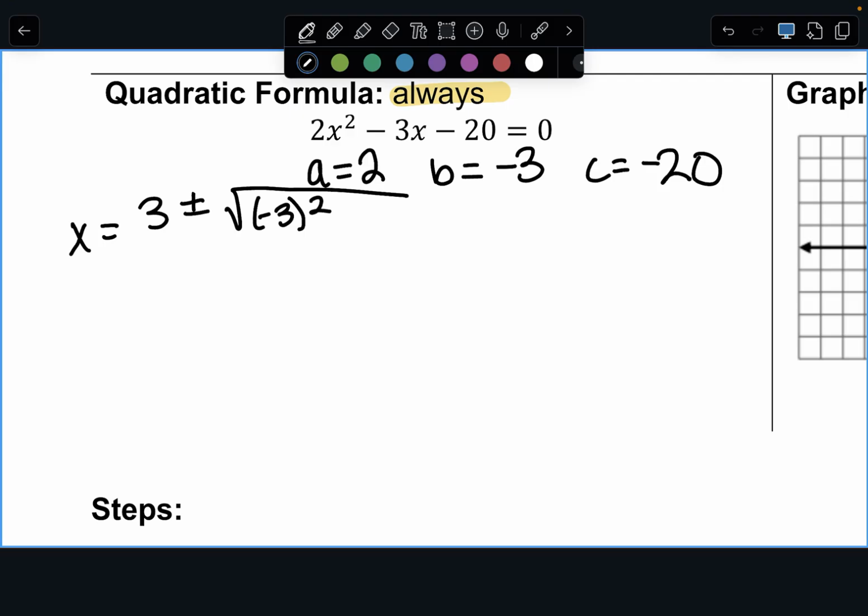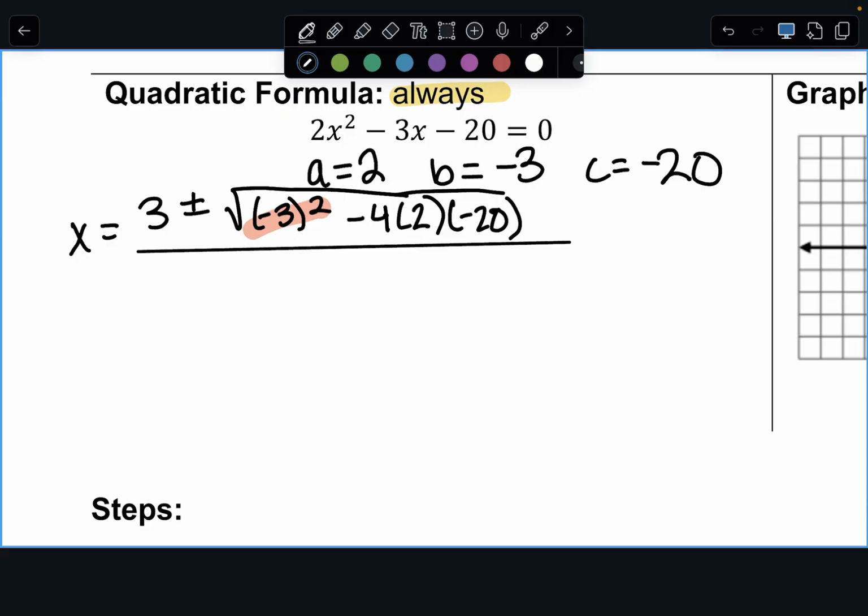Negative 3 squared. This has to go in parentheses. If you try to put that into the calculator without parentheses, your answer is going to be wrong. Okay? Has to go in parentheses. Minus 4 times A, which is 2, times C, which is negative 20. All over 2 times A. 2 times 2.